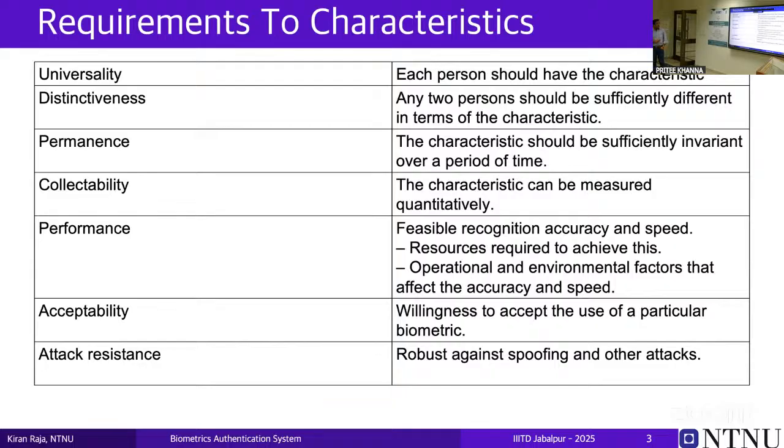And then we have distinctiveness. Are two persons sufficiently different in terms of the characteristic? Now, unimodal solutions are possible, which means that I can use the fingerprint, but sometimes maybe the faces are very similar. So in that case, I can create what we call as multimodal systems.